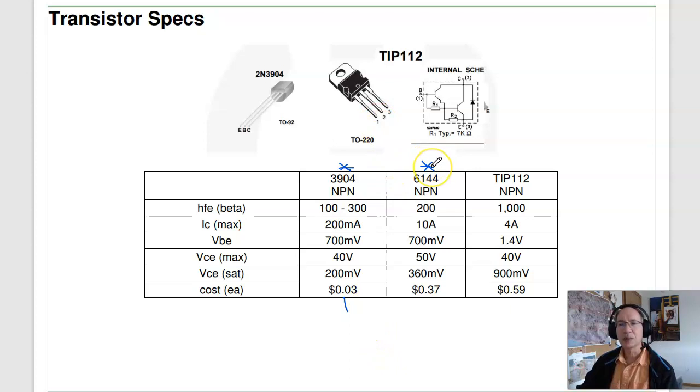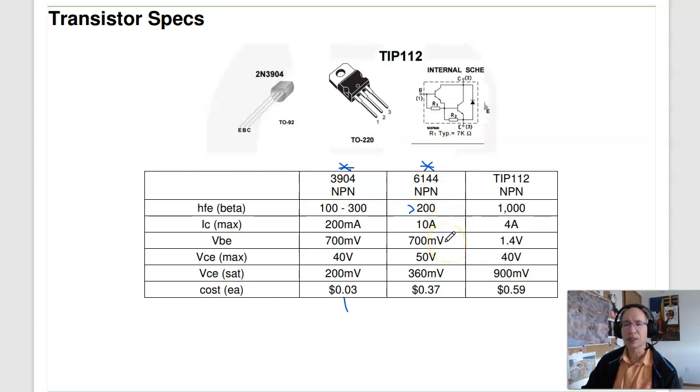The 6144, this is really designed for analog electronics, but it works in digital electronics as well. Its gain is at least 200. It can handle 10 amps. So if I want to drive an 8 ohm speaker at 5 volts, 5 volts at 8 ohms is 625 milliamps. You're going to fry a 3904 if you try to use that. That's why we have this one in your kit. If you want to drive a speaker, use the 6144.